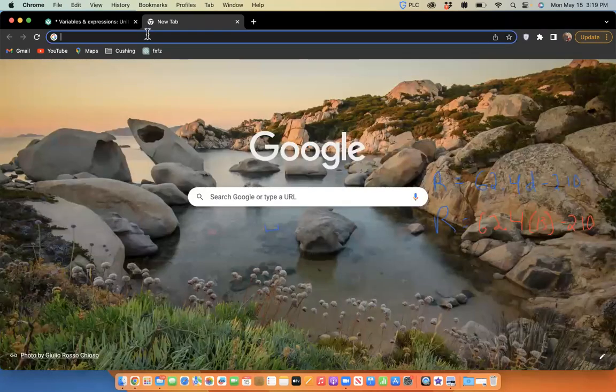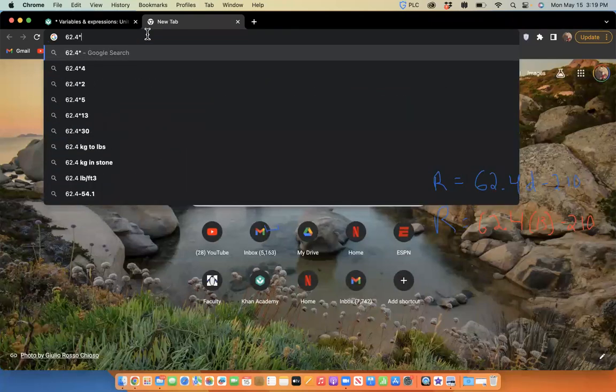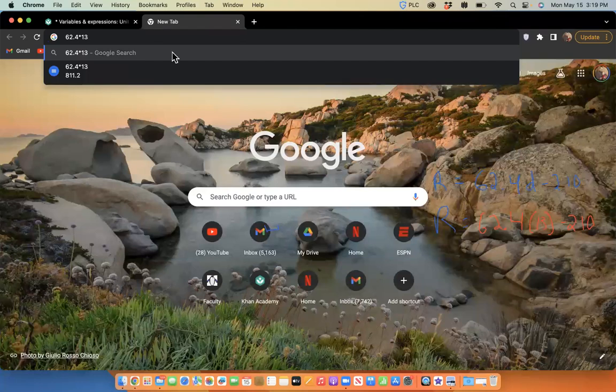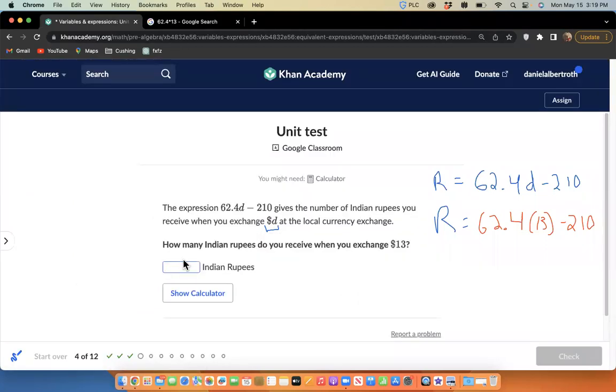So let's do that here. 62.4 times 13, and then we'll subtract 210. So it's going to give me 601.2 Indian rupees, I hope. 601.2 Indian rupees. Very nice.